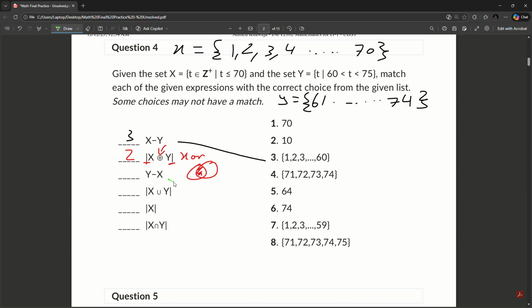The best way for me to show this in a Venn diagram is that it will be drawn like this. And you will remove the shaded part. So x, y. You want to remove x, so remove all the components of x, and all you're left with is y, which is 71 to 74. Let me just make it more prominent.